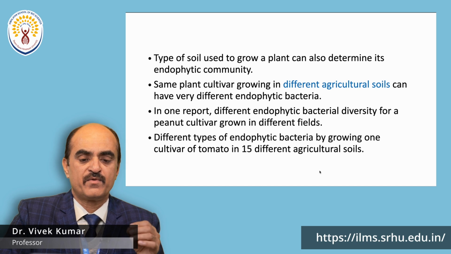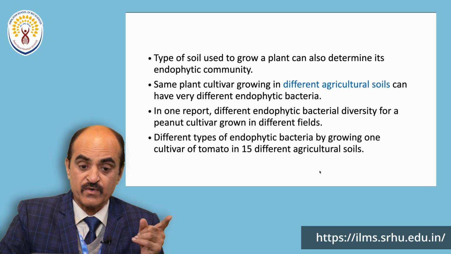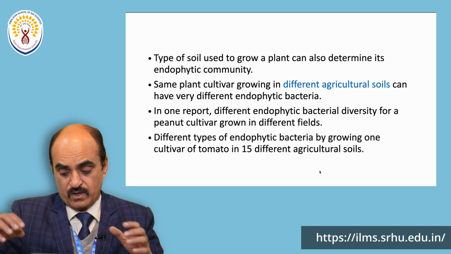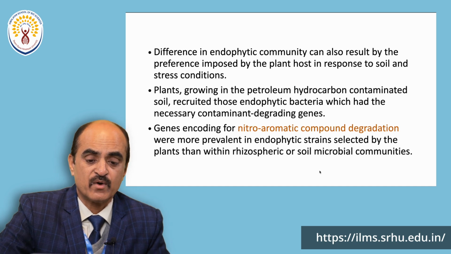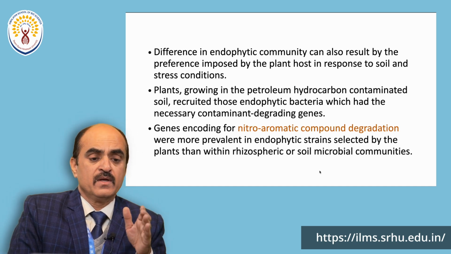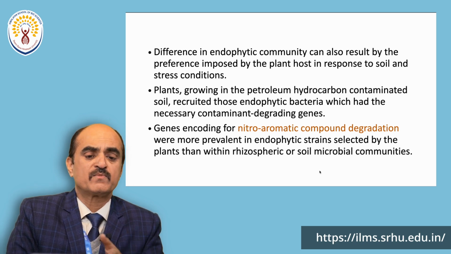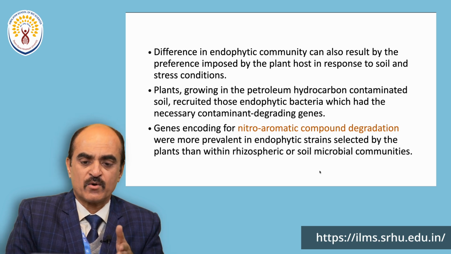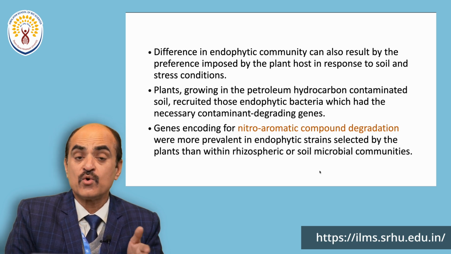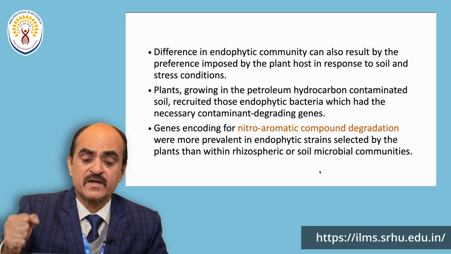In one report, different endophytic bacterial diversity was found for a peanut cultivar grown in different fields. Different types of endophytic bacteria were found by growing one cultivar of tomato in 15 different agricultural soils. So the type of agricultural soil and the location also determine the type of endophytic community. Differences in endophytic community can also result from the preference imposed by the plant host in response to soil and stress conditions. So plants growing in petroleum hydrocarbon contaminated soils recruited those endophytic bacteria which had the necessary contaminant, pollutant degrading genes.